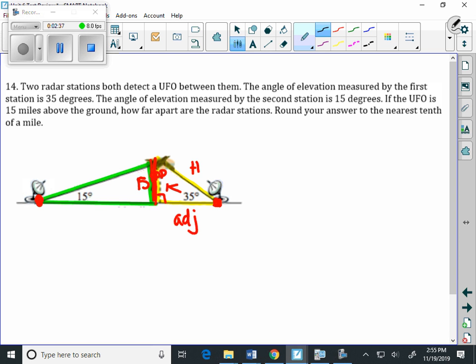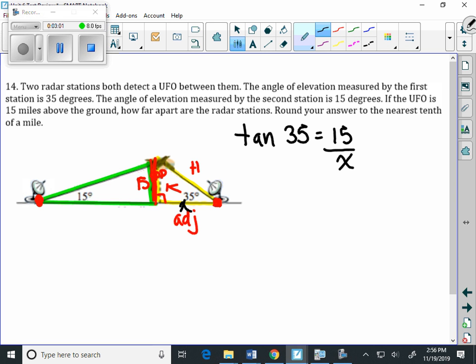So when we set this up, again, we know opposite. We want to find the adjacent. I'll label it x. And that means that we're going to do a tangent function because we know opposite and we want to find adjacent. What function relates those two? Tangent of 35 equals 15 divided by x.